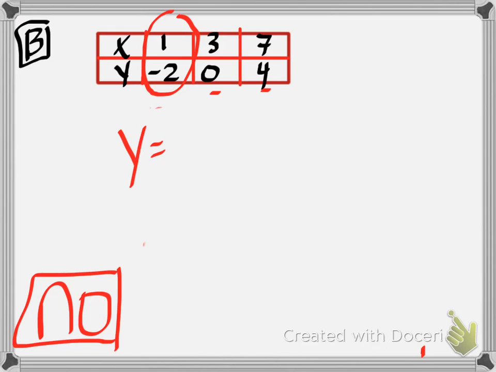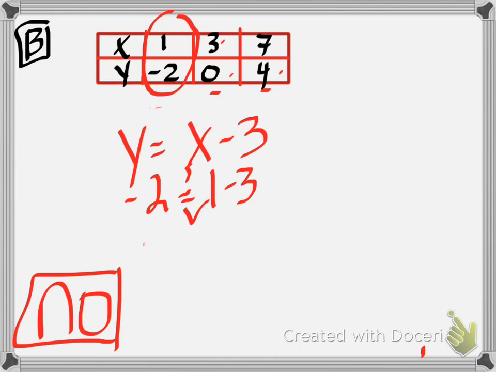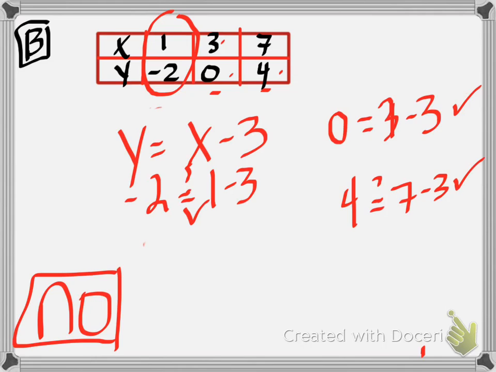How do I get from 1 to negative 2, 3 to 0, and 7 to 4? Well, from 3 to 0, we know multiplication isn't going to work. So let's try adding 1 to negative 2. That's going smaller, so let's try subtraction. 1 minus 2, that would be minus 3. Let's see if it works. Negative 2 equals, does it equal 1 minus 3? Yes, it does. When y is 0, 3 minus 3, that works. Y is 4, is that 7 minus 3? Yes. So my equation is y equals x minus 3.